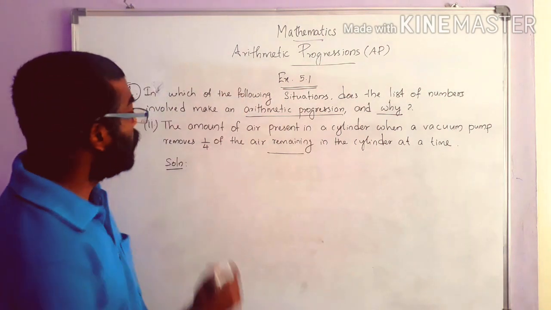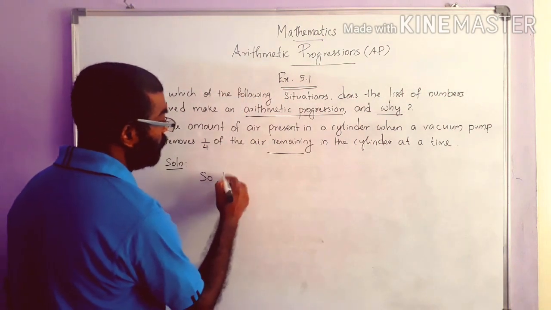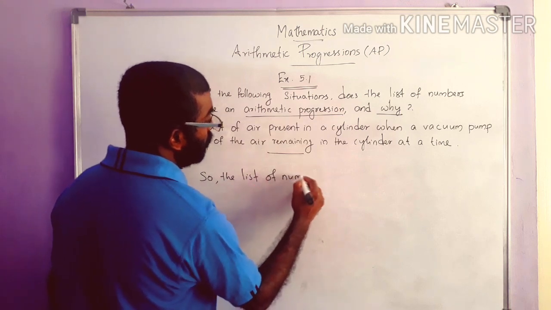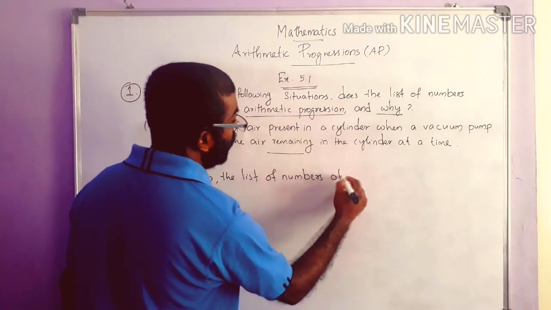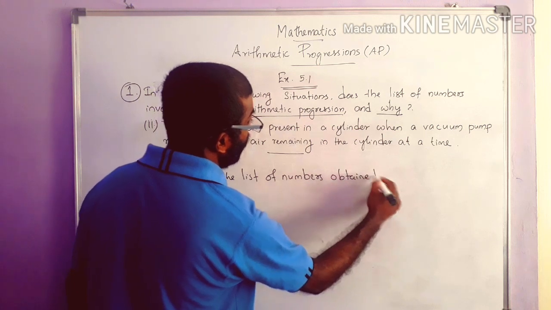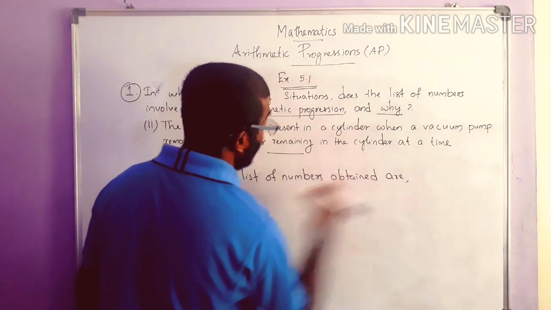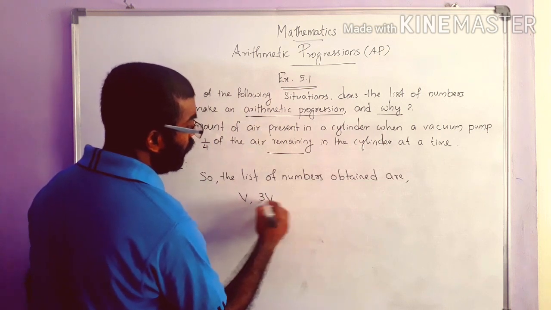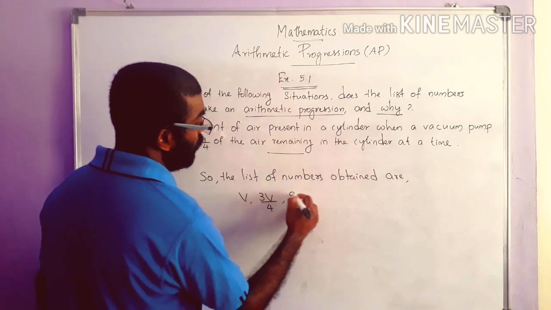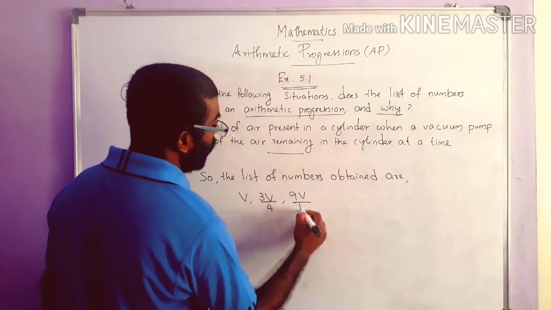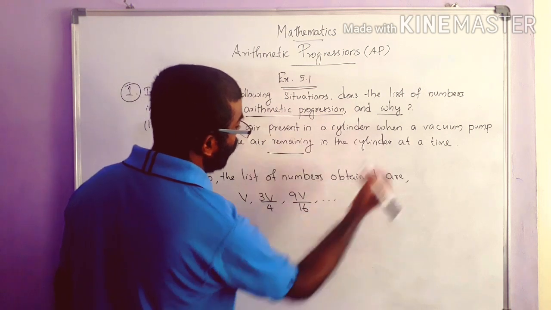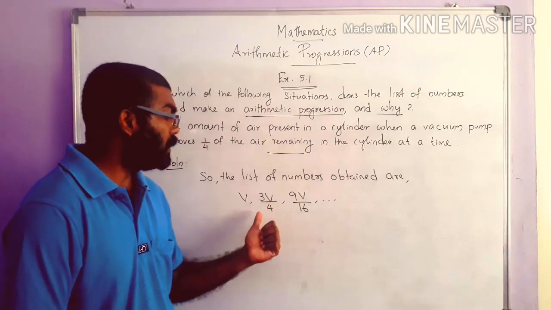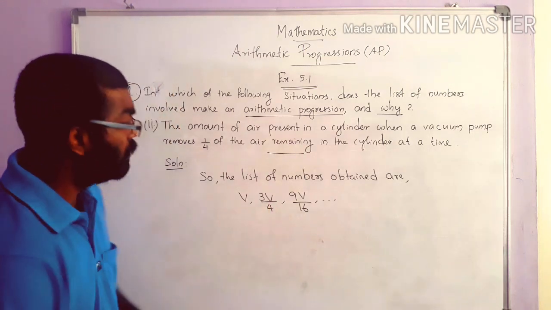So the list of numbers obtained are V, 3V by 4, 9V divided by 16, and so on. Now we have to check, is it an AP or not?